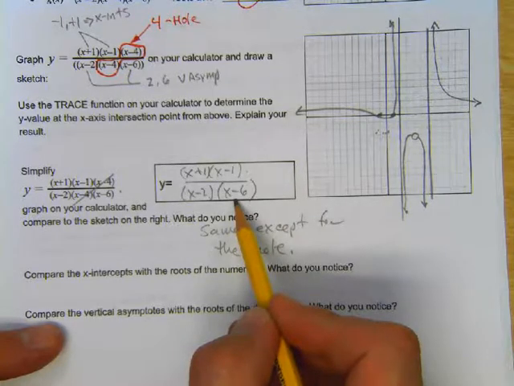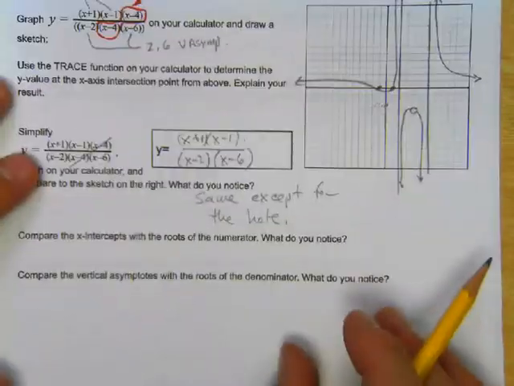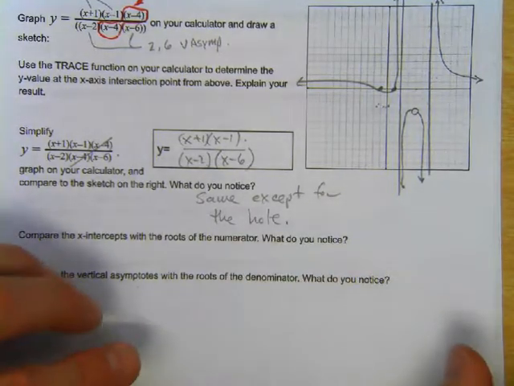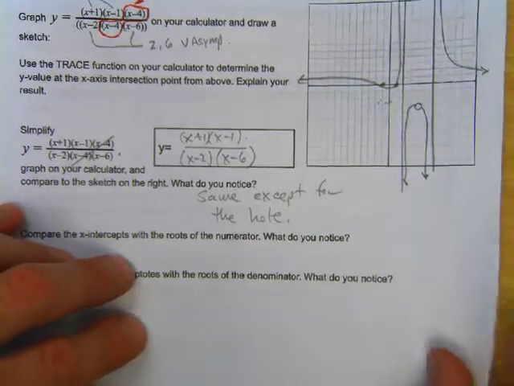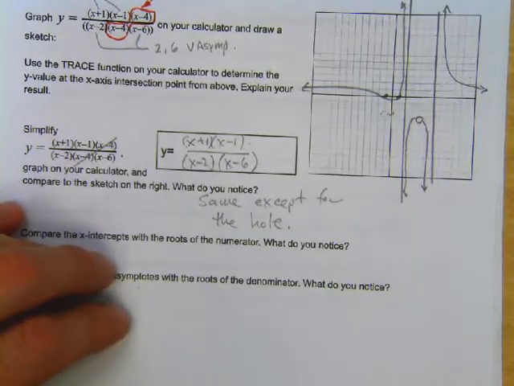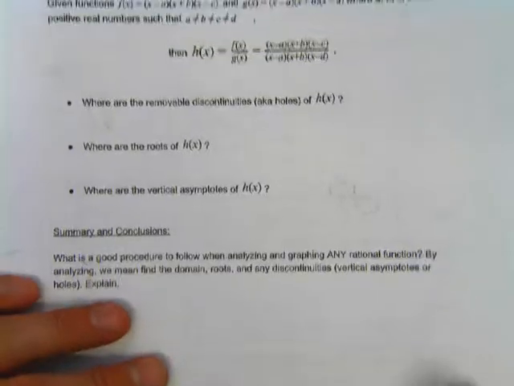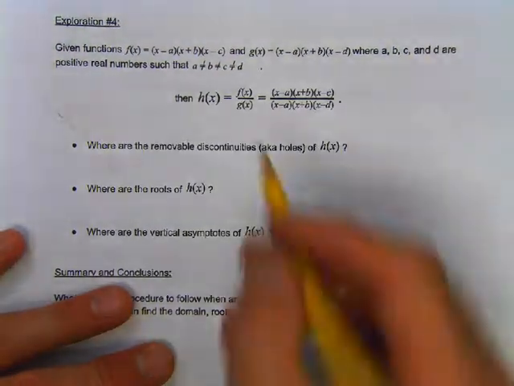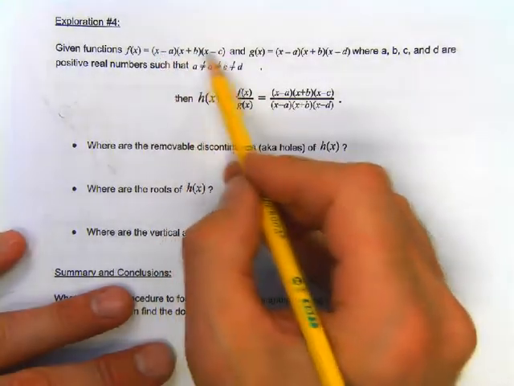And the x-intercepts are the roots of the non-canceled numerator, and the vertical asymptotes are the roots of the non-canceled denominator. I'm not going to write that out because we've talked about that. Okay. Let's finish up on the back page.